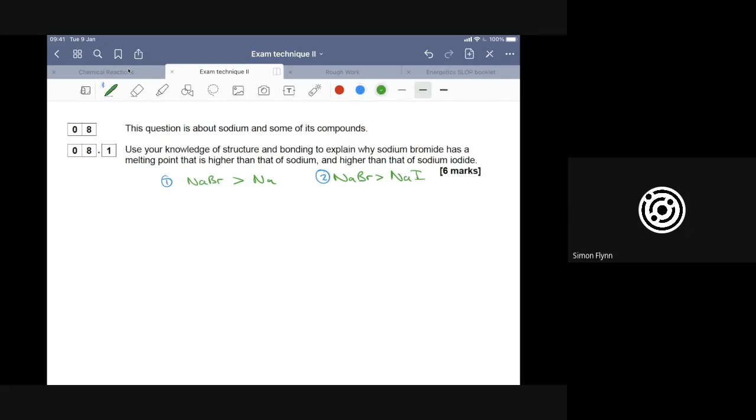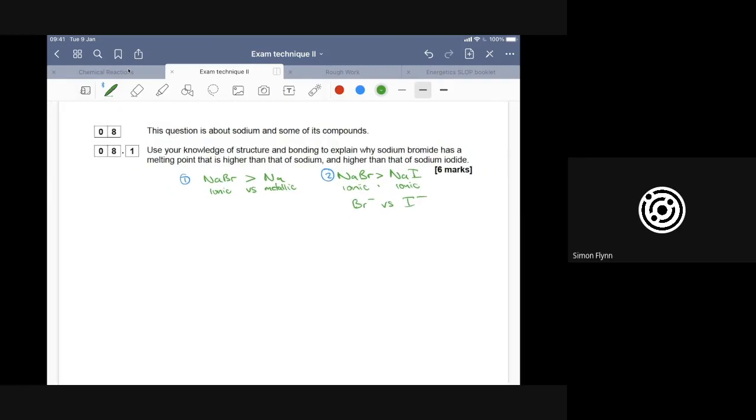The next thing I do, they say structure and bonding. So what bonding is there? Ionic and metallic. So you are just making a comparison. Okay. And then with the other one, they're both ionic. So that's not a difference. So what is different about them? There's only one thing that's different about them. Now you still have to work out why that makes a difference. But now you've got an approach to your question.